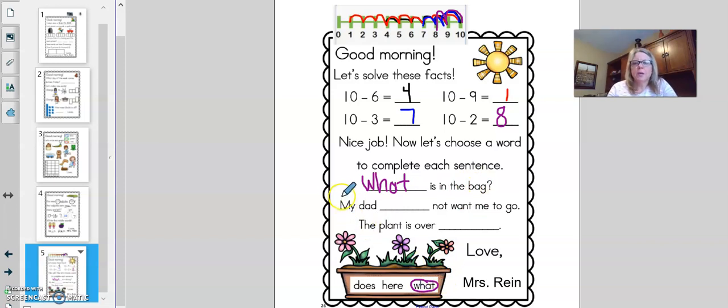All right, next one. My dad does not want me to go. My dad here not want me to go. Does. My dad does not want me to go. And then we know the last one. The plant is over here.